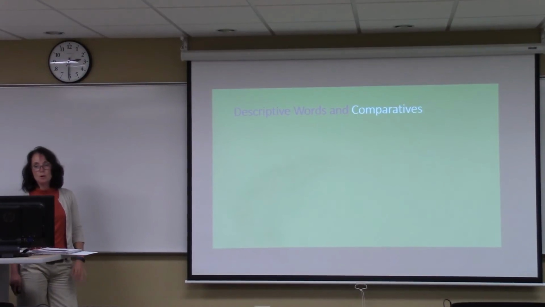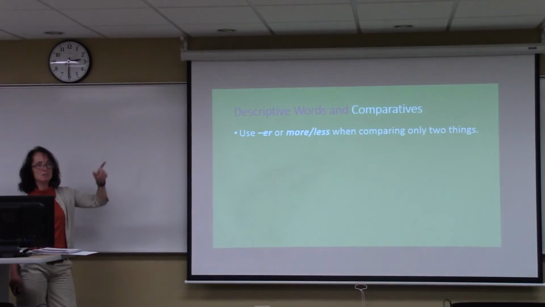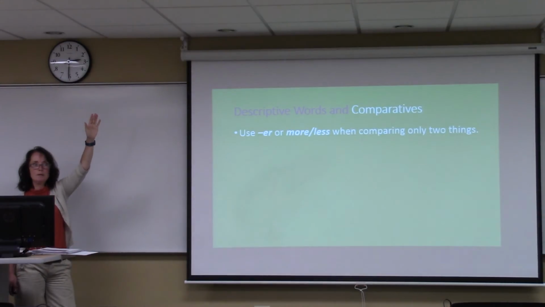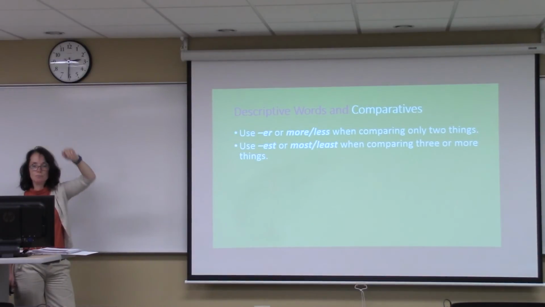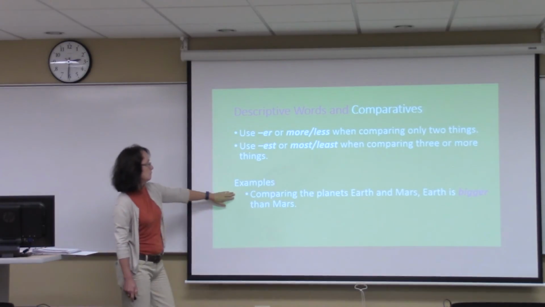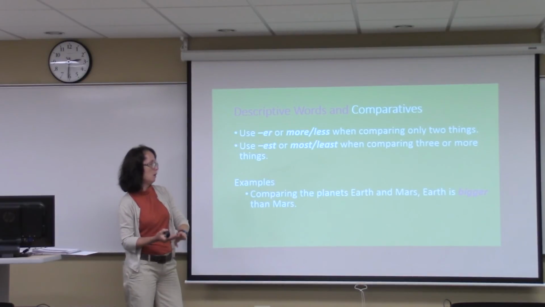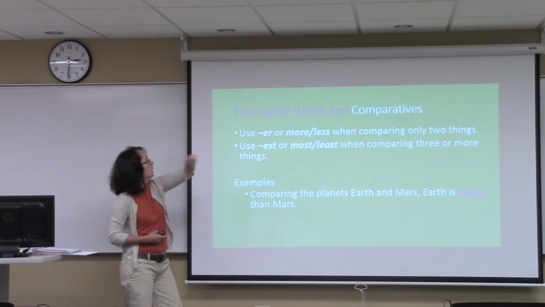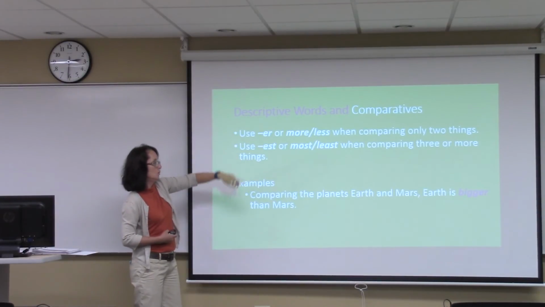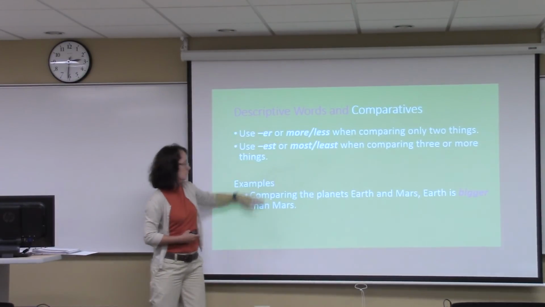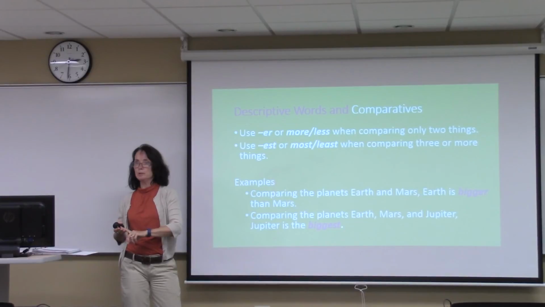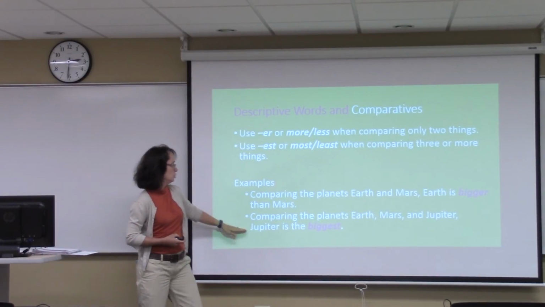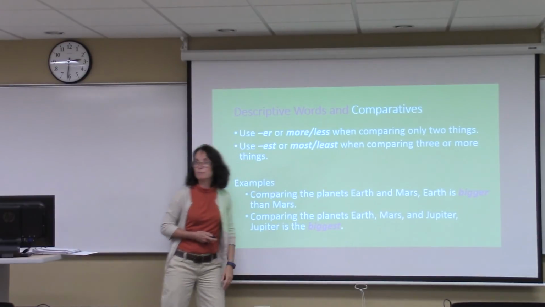So comparatives, on the other hand, we talked about this. ER or more or less are for how many to compare? Two or less, right? EST, most, least are for three or more. Remember the tomatoes in the garden? So if we were to compare the planets Earth and Mars, that's two planets, we would want to use this. Earth is bigger than Mars. But if we compared the planets Earth, Mars, and Jupiter, we want to use this one. Jupiter is the biggest. They'll be looking for that.